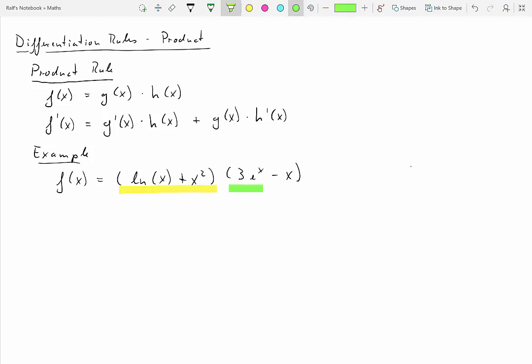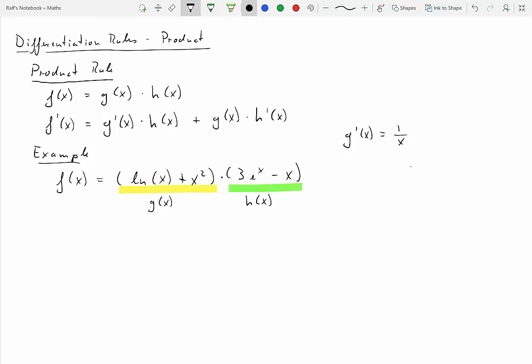Well, look at the yellow part. That is sort of one function, and that's multiplied with another part, the green part. That is another function of x. Both yellow and green are functions of x. So in terms of our rule, as we stated it in our abstract form, the yellow part is g of x and the green part is h of x. So to proceed from here, we know that to calculate the derivative f prime of x, we will need g prime of x. And let's calculate that.